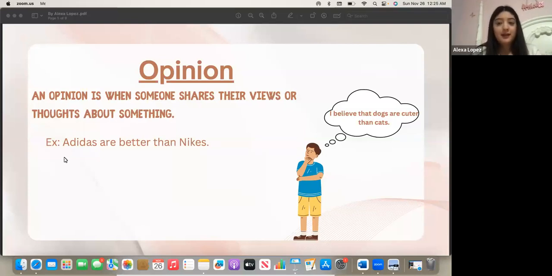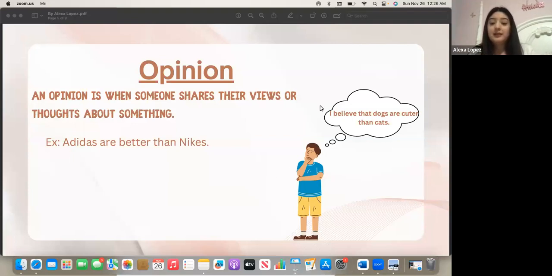Do you think that Adidas are better than Nikes? No, right? Some people might think that Nikes are better than Adidas, or some people might think Adidas are better than Nikes, but it's not a fact. It's the person's view. So they think that Adidas are better than Nikes.